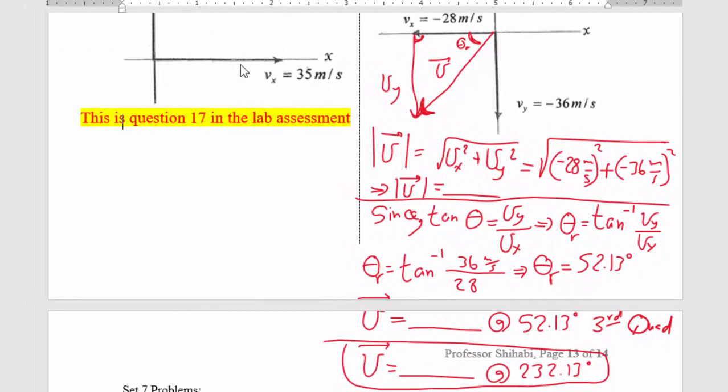So question number 17 is the same thing, but it's easier since it's in the first quadrant. So the related angle is equal to the standard angle.